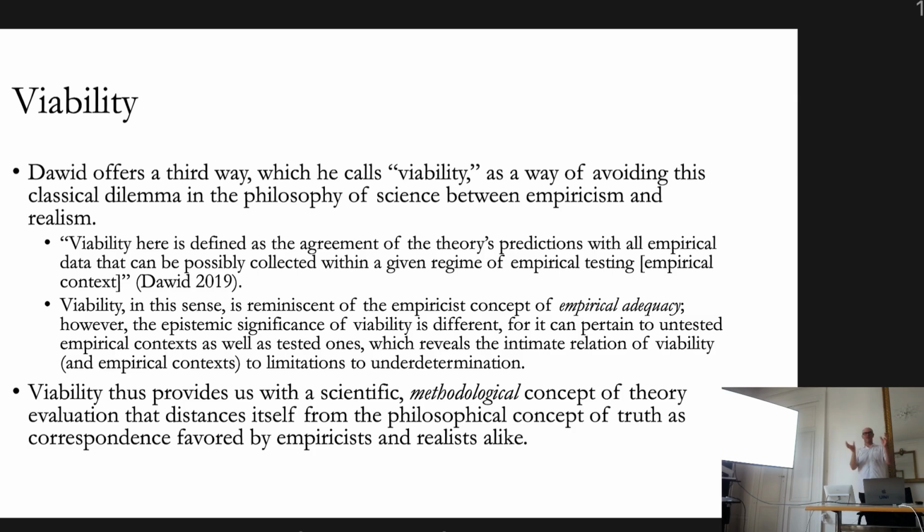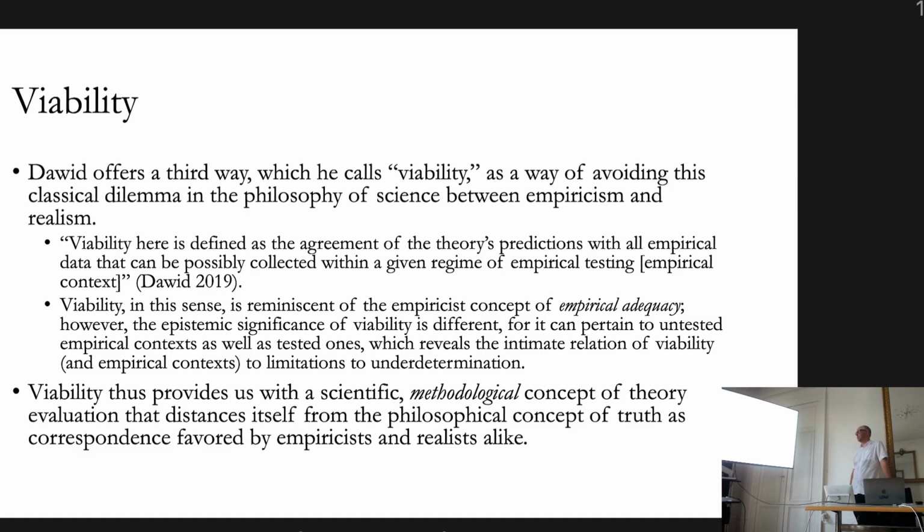It really is meant to be integrated with this whole paradigm of thinking about theory assessment that I've been talking about. But one quick comment I can make is that it's different because it pertains to untested empirical contexts as well as tested ones. We can talk about empirical viability in future theories as well. We don't have to limit ourselves to empirical adequacy, the things that we've already seen or could have seen given what we expected. So how is that different from a strong concept of empirical adequacy?